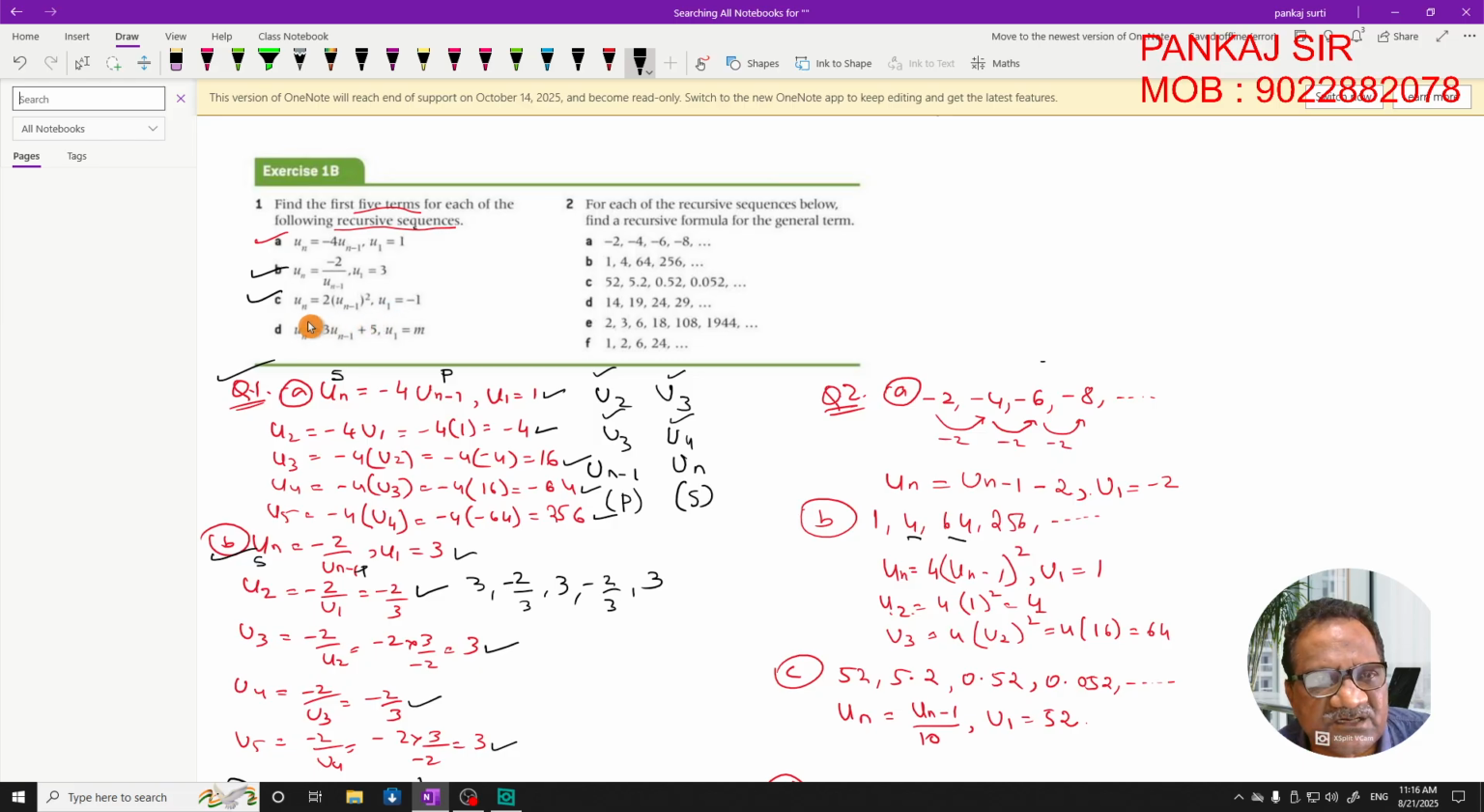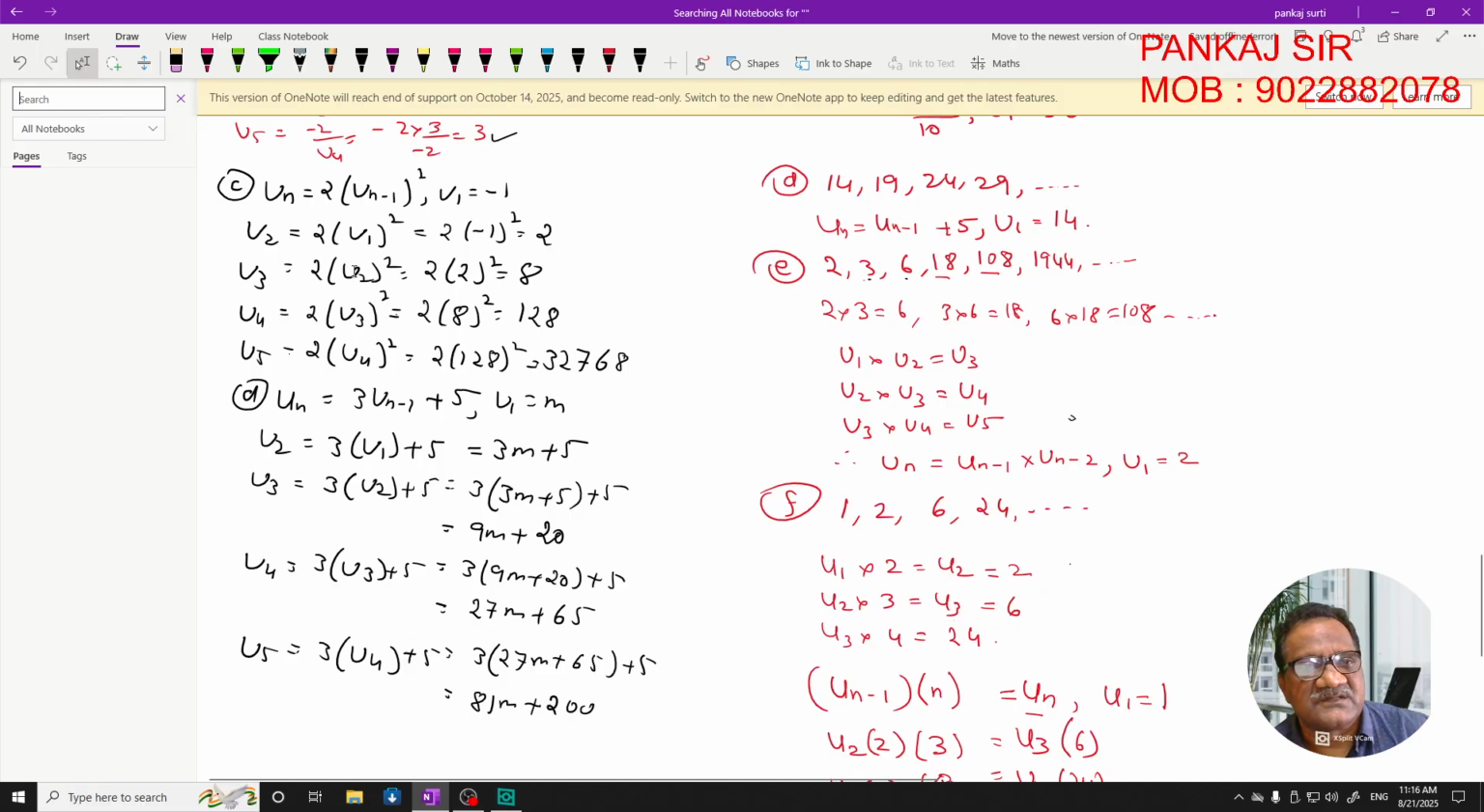Part C says that the general term is un is equal to 2 times un minus 1 the whole square. The first term u1 is equal to minus 1. So let us work out C. The un is given as 2 times un minus 1 square, and the first term u1 is minus 1. According to this, u2 will be equal to 2 times un minus 1, which becomes u1. So 2 times u1 square is equal to 2 times minus 1 square. Minus 1 square is 1. 1 multiplied by 2 is 2. The first term is minus 1, and the second term is 2.